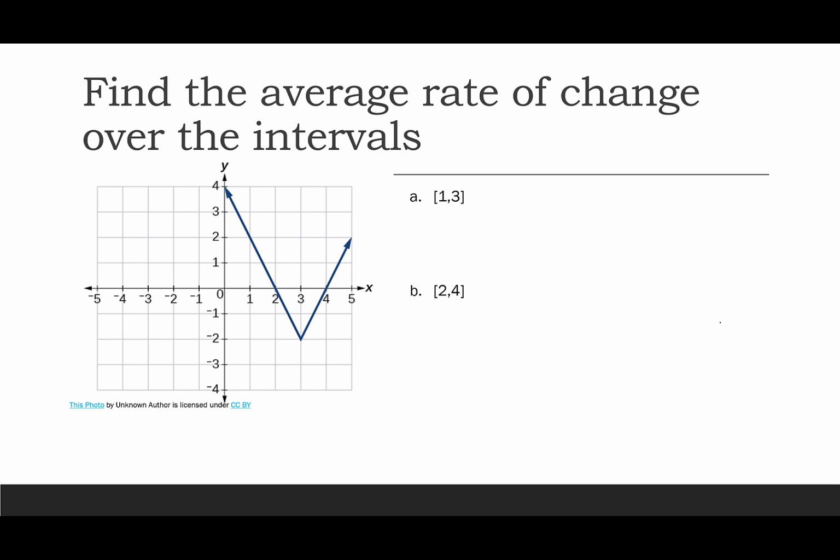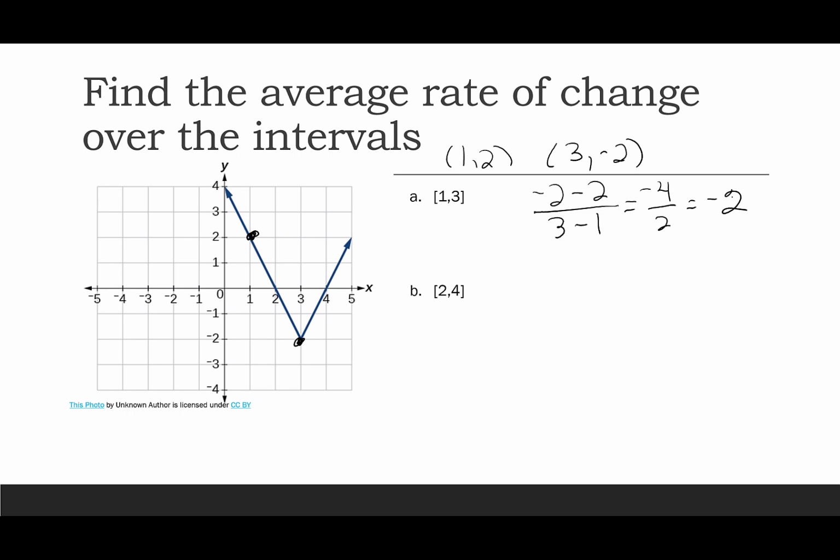So looking at the graph, I want to find the average rate of change from 1 to 3. So at 1, it's at 2. And at 3, it's at negative 2. If it helps you, you could write down the points that you have: 1, 2, and 3, negative 2. So I'm doing the change in y, negative 2 minus 2, over the change in x, 3 minus 1. I have a negative 4 over positive 2, which is negative 2.